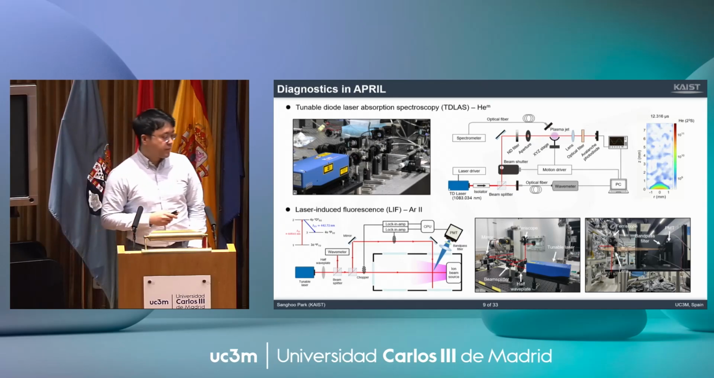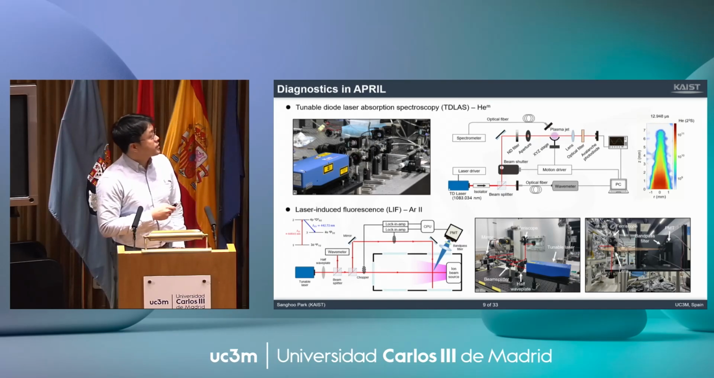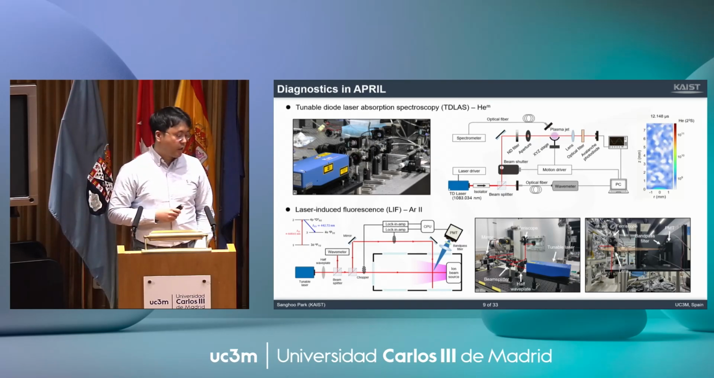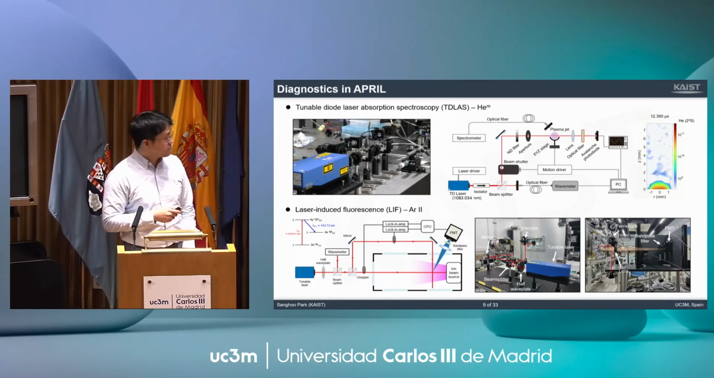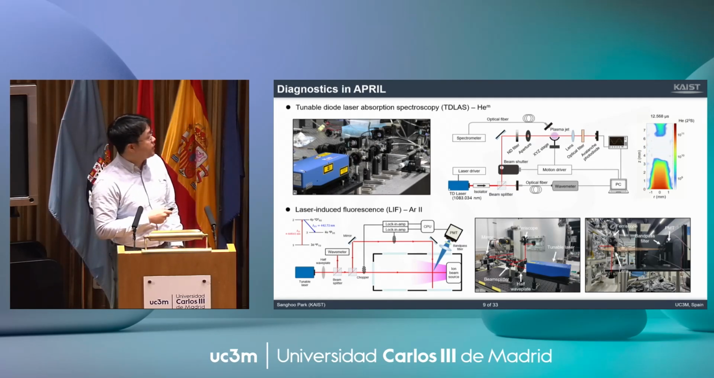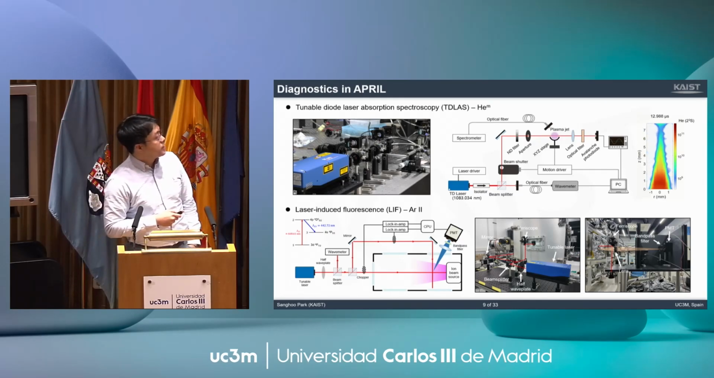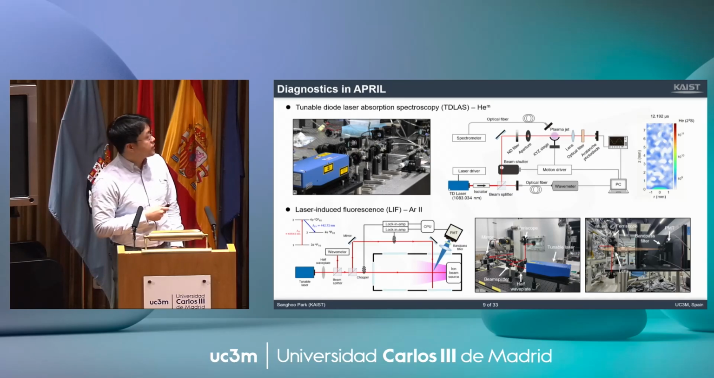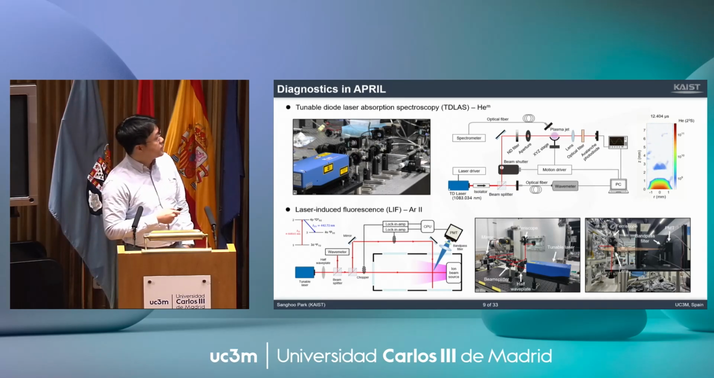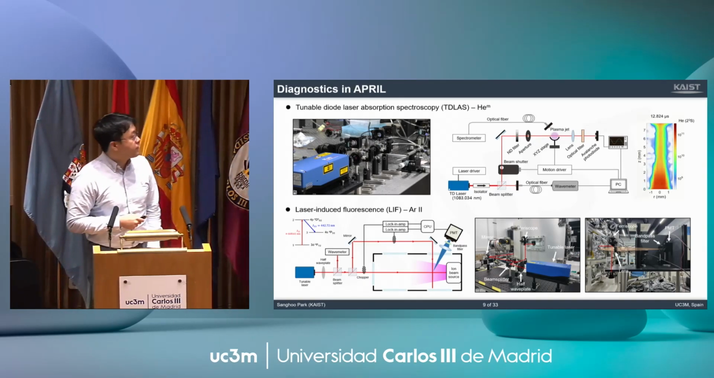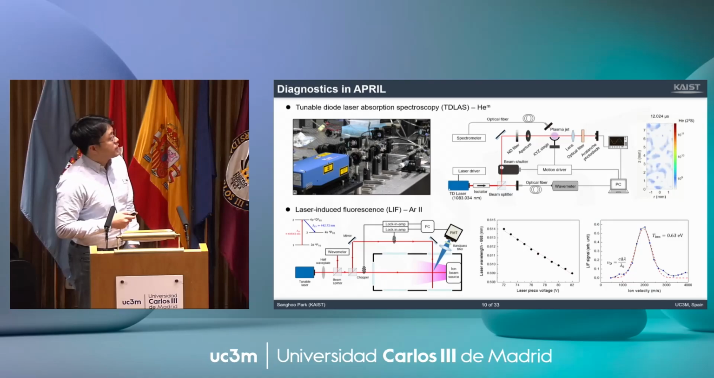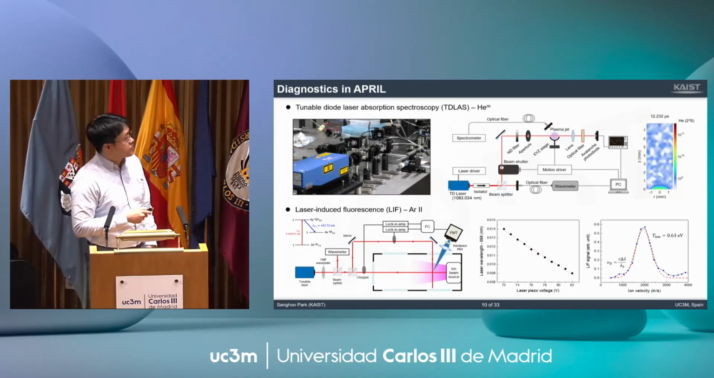And we are also developing laser-induced fluorescence for measuring ion energy distribution. Especially, we are interested in measuring argon ion. So we use such kind of scheme. We recently developed this argon ion LIF system for 2D axis measurement. When we use this for quantifying an ion beam source, we can measure like this.